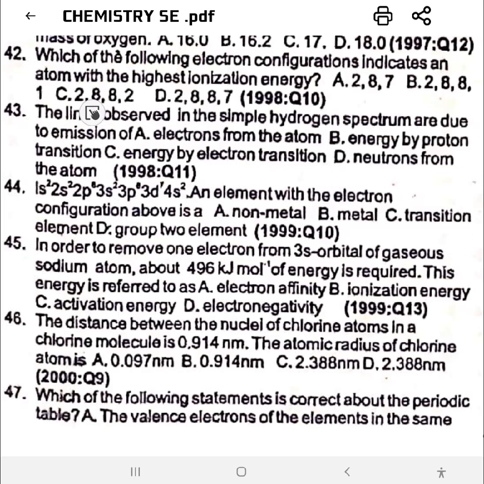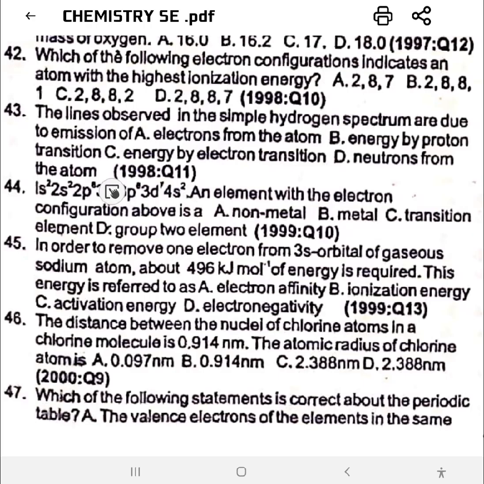So we said 42 is option A, right? If you need more clarity as regards question 42, you could drop your question in the comment section. For the sake of time, let's run. 43: The lines observed in the simple hydrogen spectrum are due to the emission of energy by electron transition, such as excitation. Energy by electron transition is simple, option C.